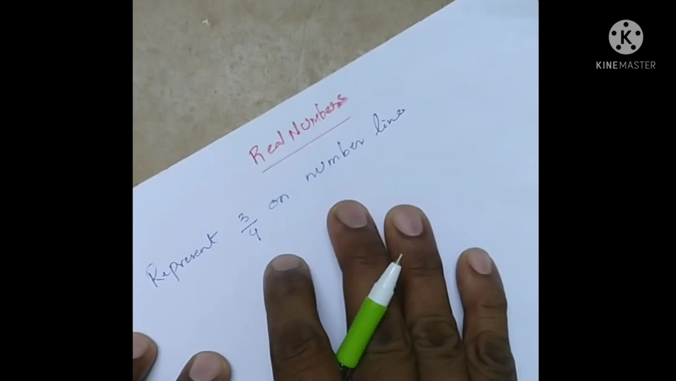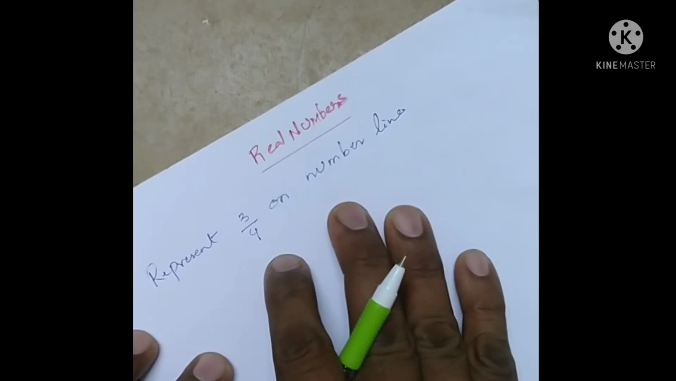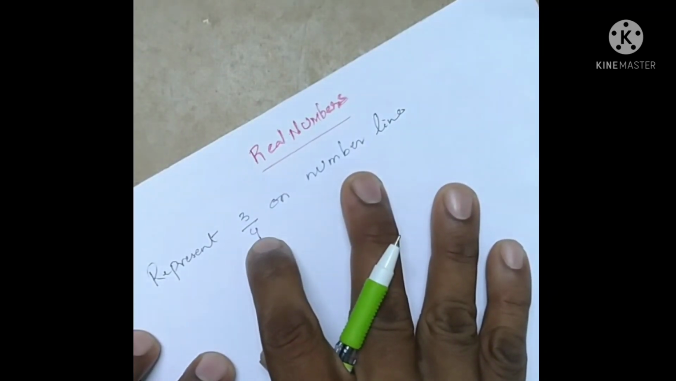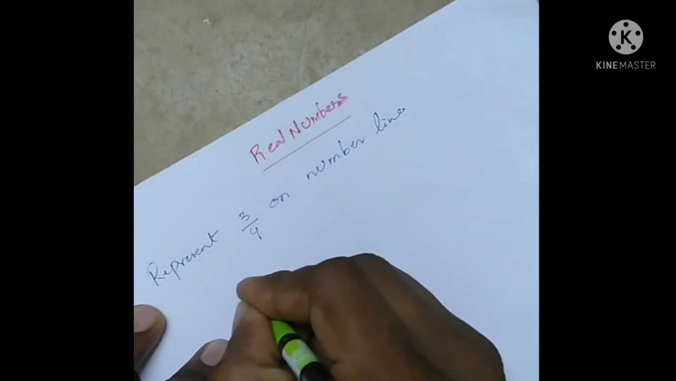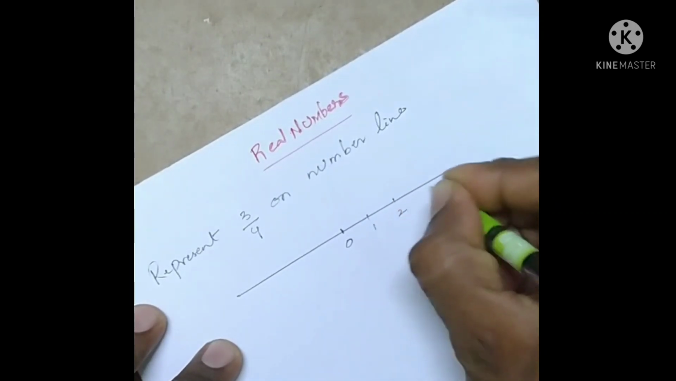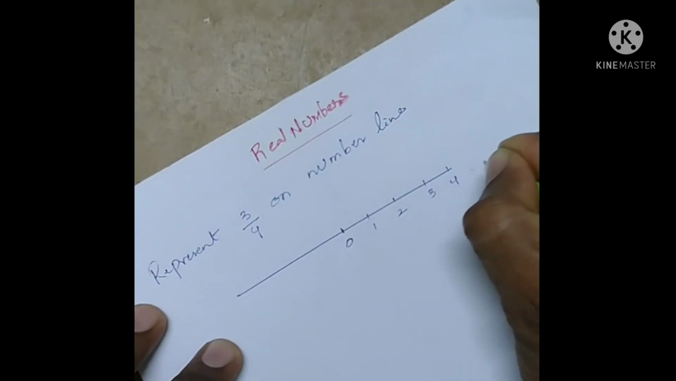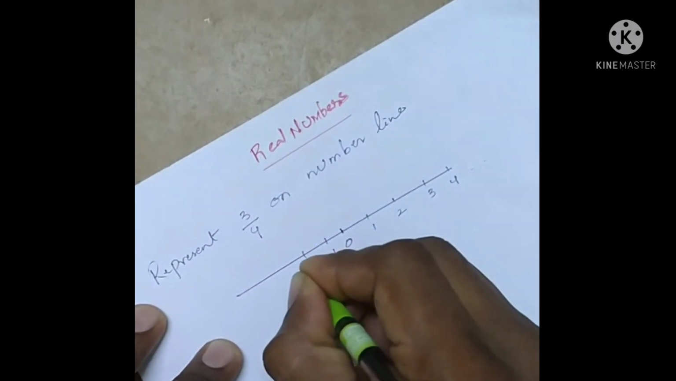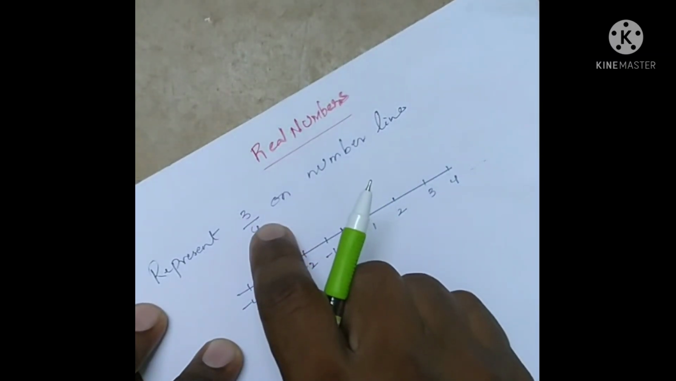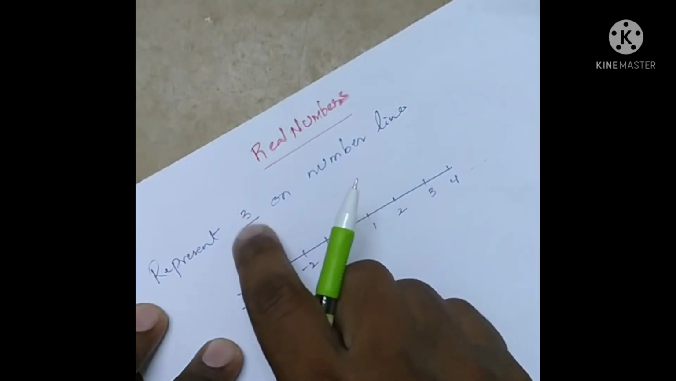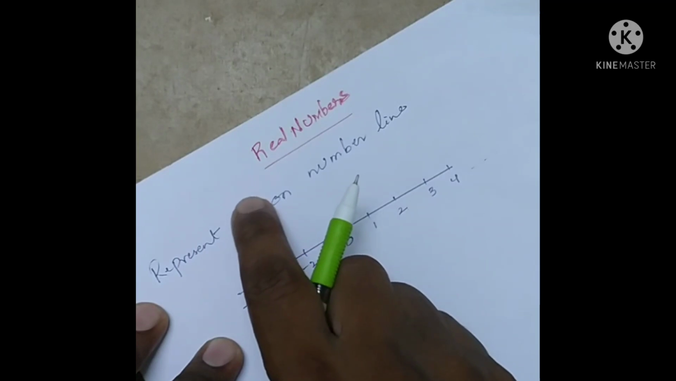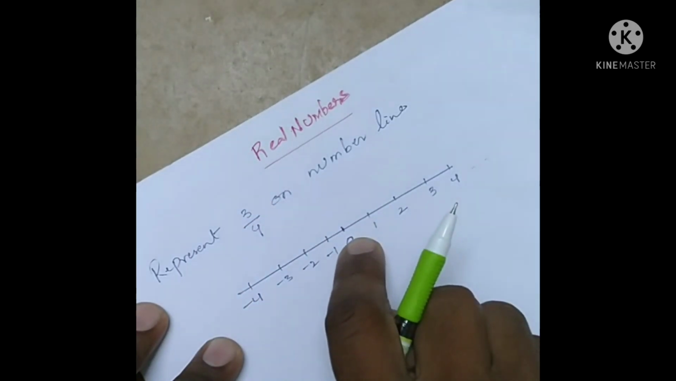3 by 4 is a proper fraction. So this 3 by 4 value is always in between 0 and 1. This is our number line: 0, 1, 2, 3, 4 and so on, and minus 1, minus 2, minus 3 and minus 4. So 3 by 4 is a proper fraction. The denominator is the higher one, right? So the denominator is highest, and this value is always in between 0 and 1.